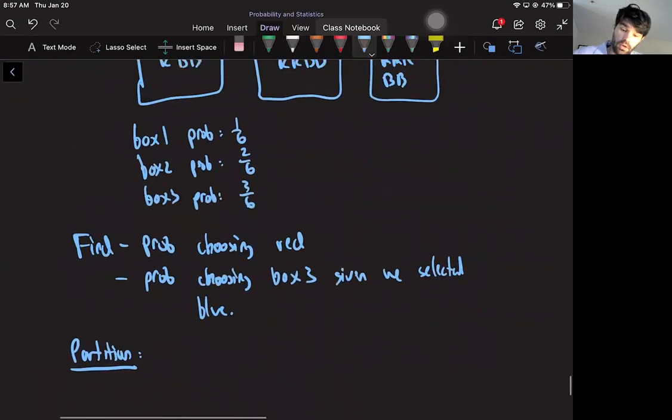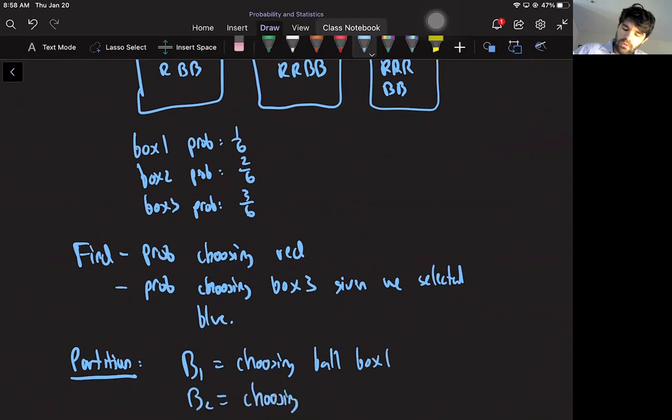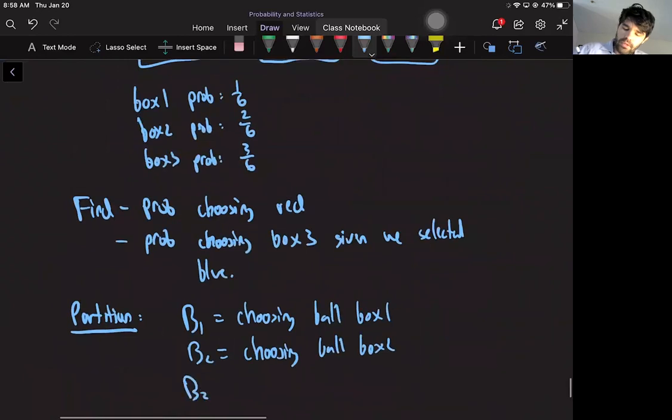So the partition, I'll call them B1, which is choosing the ball from the first box, B2, choosing the ball from box 2, and B3. This time there are 3 instead of just 2 sets, so it's not just something in its complement, choosing a ball from box 3.